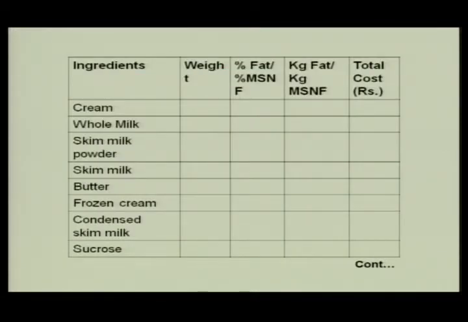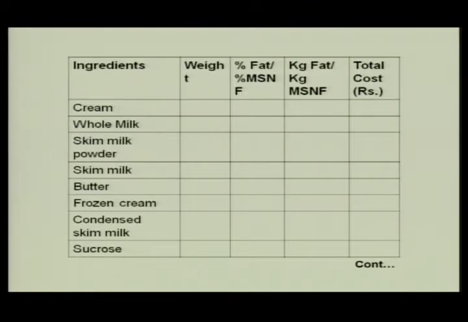Then we do the ingredients. You remember we selected different ingredients, like whether we have cream, whole milk. So what is their weight, their fat, SNF, their quantity, and their total cost also. Now these are the normal ingredients which are used in soft ice cream, that is cream, whole milk, skim milk powder, skim milk, butter, frozen cream, condensed skim milk, and sucrose. Similarly, corn syrup solids, stabilizer, emulsifier, water, total. So these are the total composition we have to see.